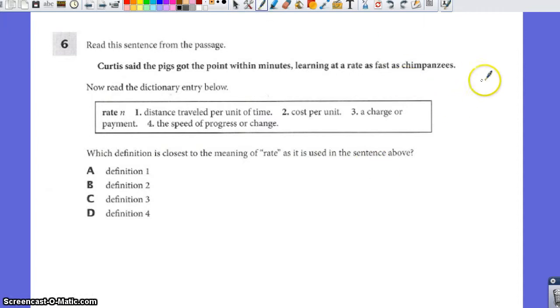All right, so this is the type of question that they're going to use with multiple meaning words. And you really just need to use the context of the passage and eliminate the definitions that are not being applied in this context. The pigs are learning at a blank as fast as chimpanzees. Are they learning at a distance as fast? No, that doesn't make sense. You don't learn at a distance. You don't learn at a cost. It doesn't cost you to learn. A charge or payment? They're learning at a charge or a payment? No, that doesn't make any sense. And so here, the speed of progress or change. So they're learning at a particular speed. That's the best definition. So here you can see I used context clues, I used logic, I used prior knowledge, and I used process of elimination to eliminate all my other answer choices.